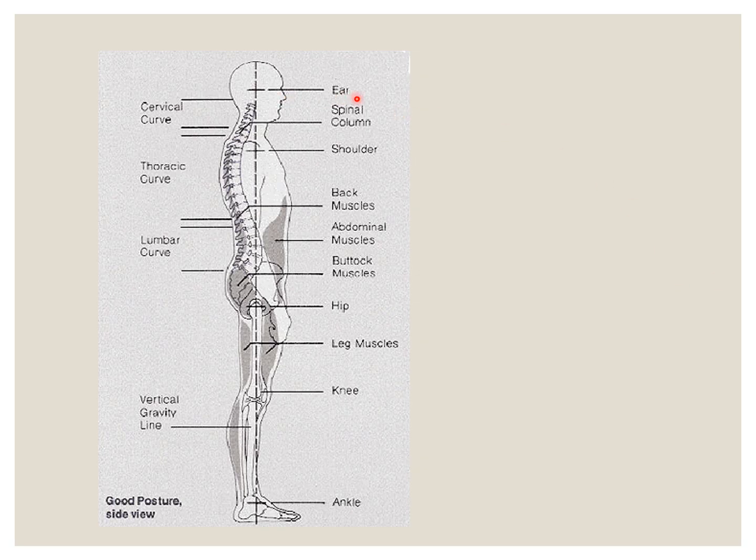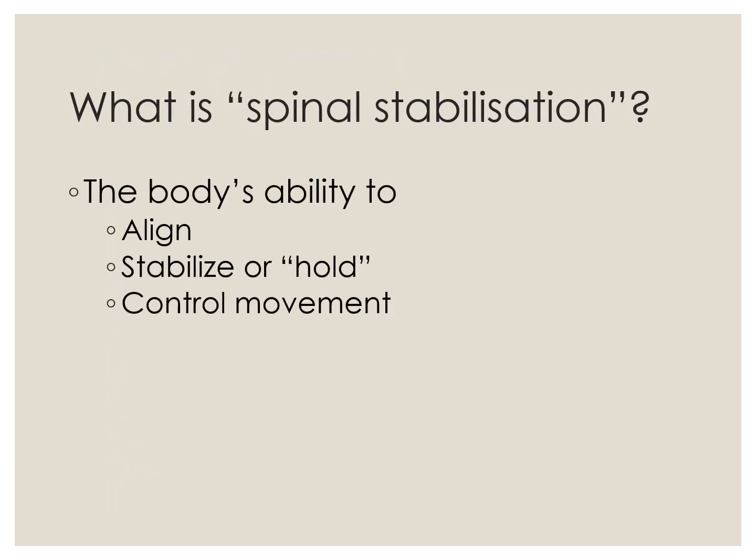So here we go. We quite often go through these posture checks. Your ear should sit above your shoulder. Your shoulder sits above your hip. Your hip, this is actually wrong, sits behind the back third of the knee and then over your ankle, okay? So to stabilize your spine, you need to be able to align your body to stabilize it or hold it, but also to control movement.